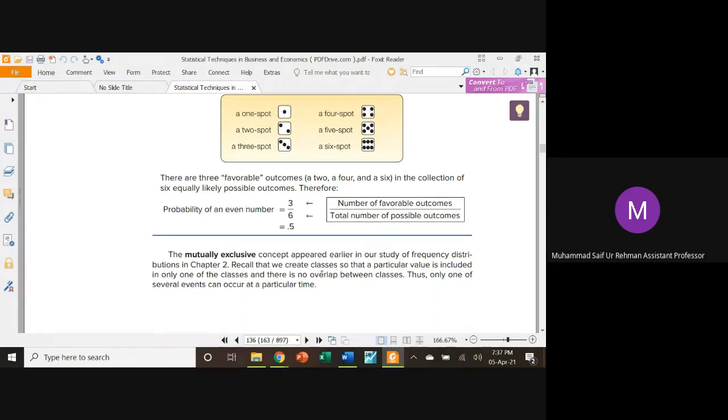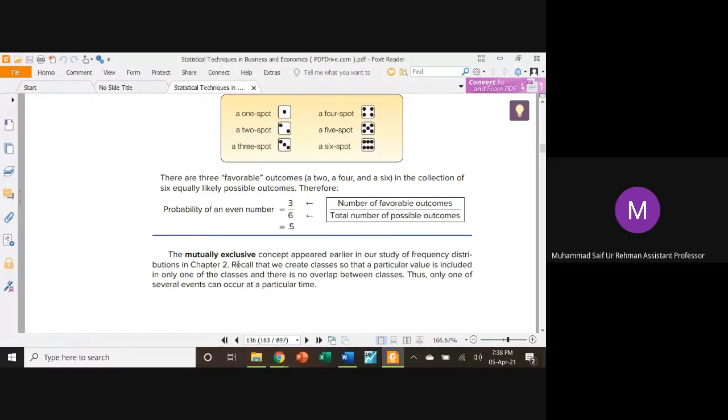Then comes the idea of mutually exclusive events. Remember that mutually means together, and exclusive means to exclude something. So it means that if one occurrence or one event is going to occur, the other event will not occur at the same time.